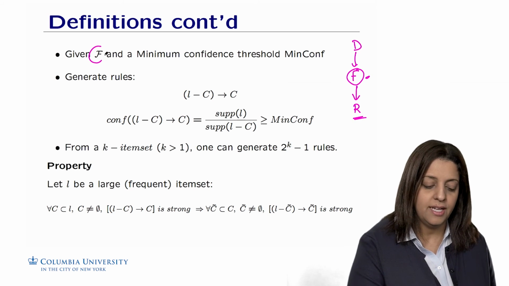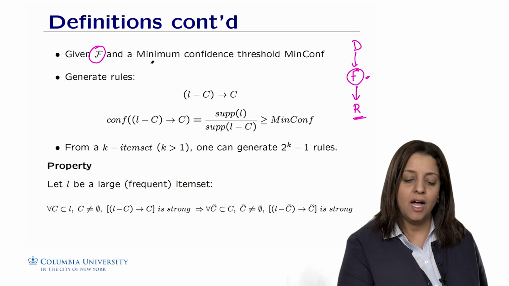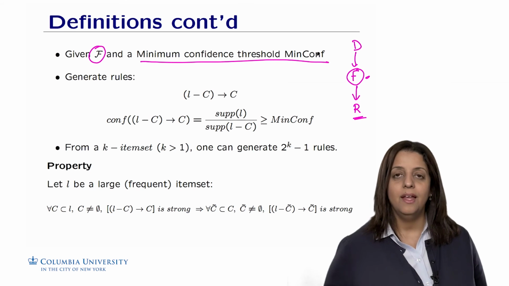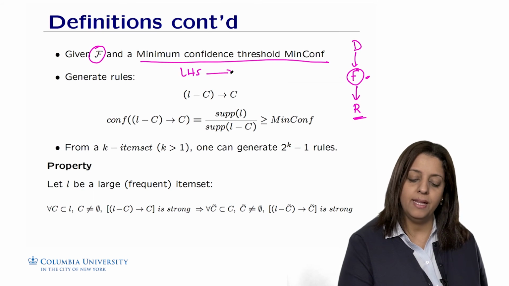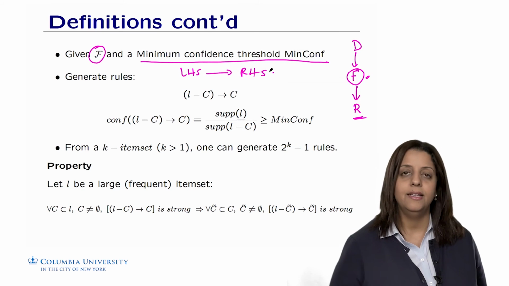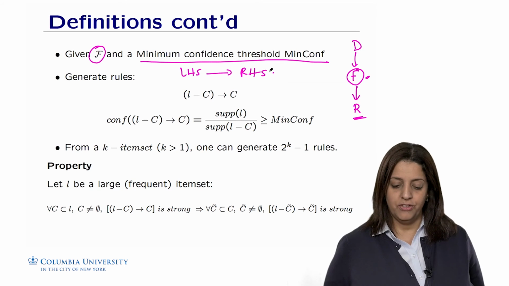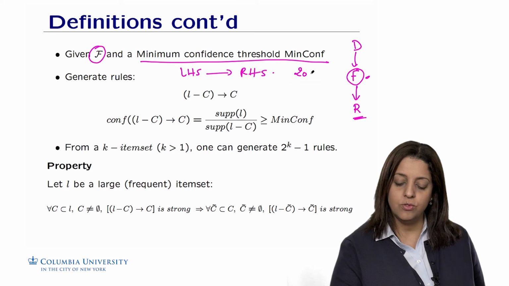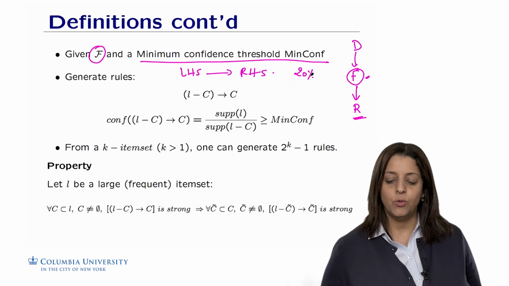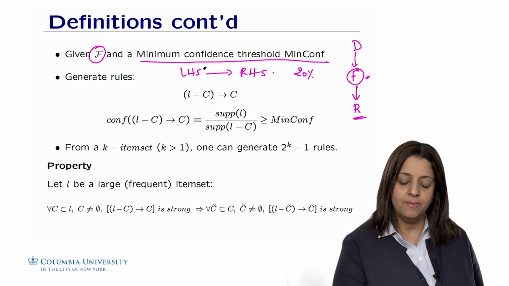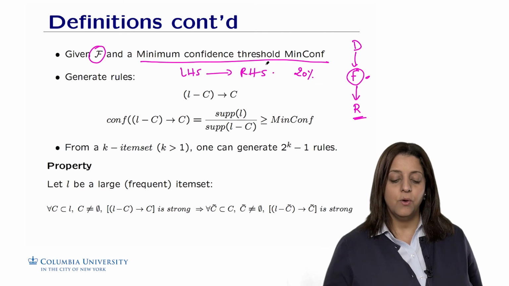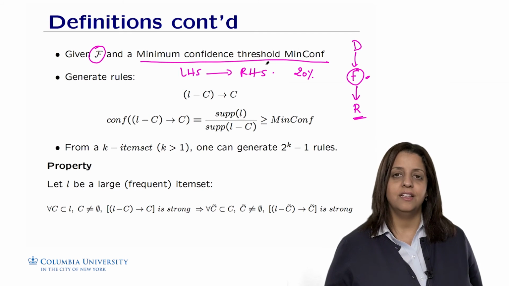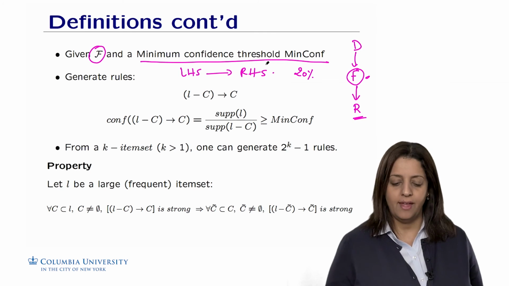Let me recall the framework. Given the set of frequent item sets F, we now have another threshold, the minimum confidence threshold, minconf. We're going to generate all rules of the form left-hand side implies right-hand side that are solid. For example, if we find a rule with 20% confidence, it means that 20% of the transactions with the left-hand side also contain the right-hand side. So these rules have a confidence attached to them to express how strong they are.